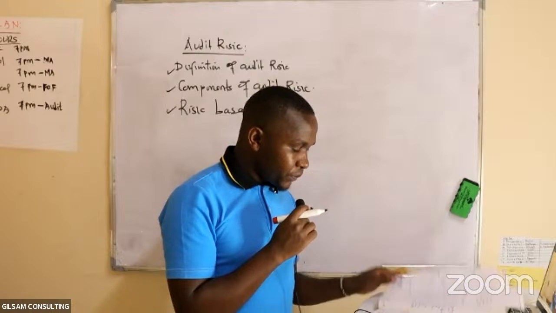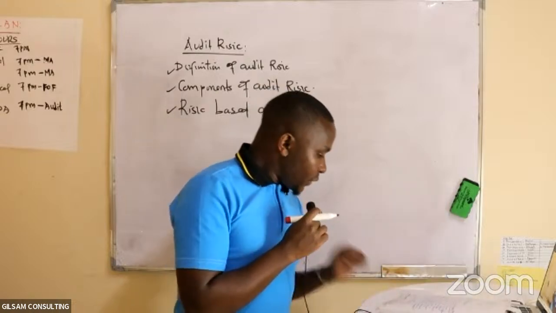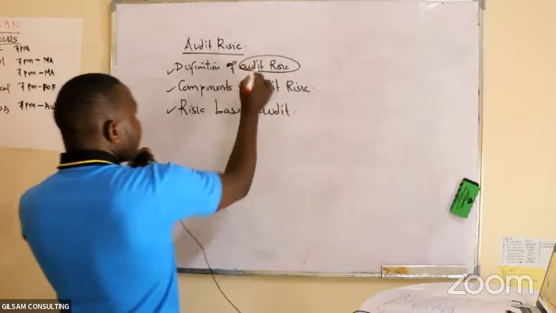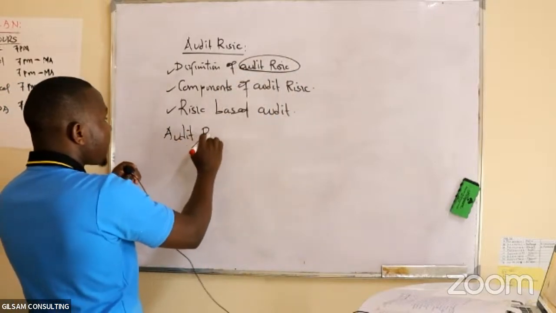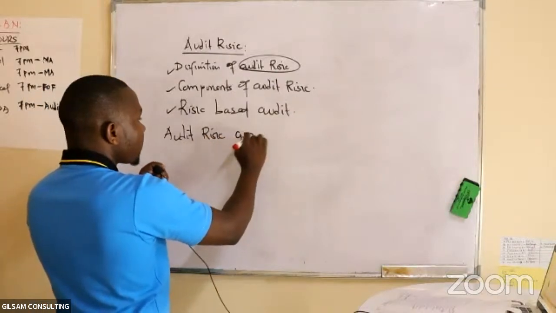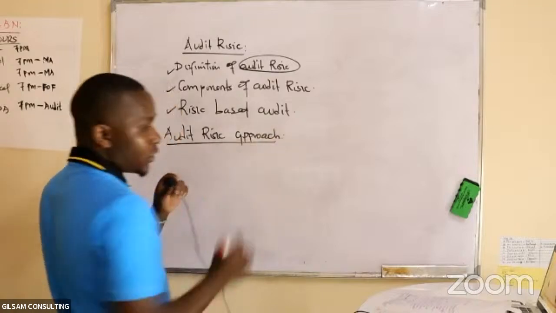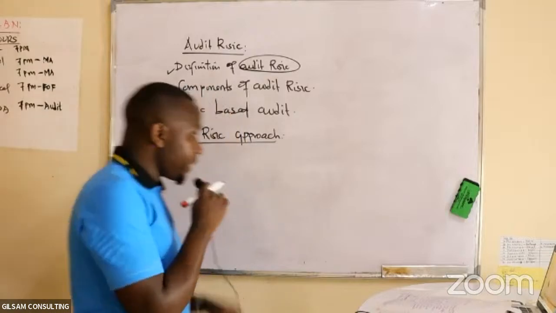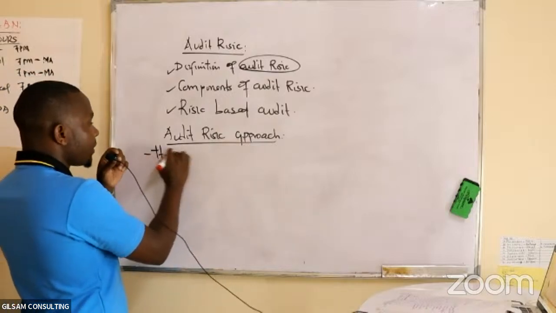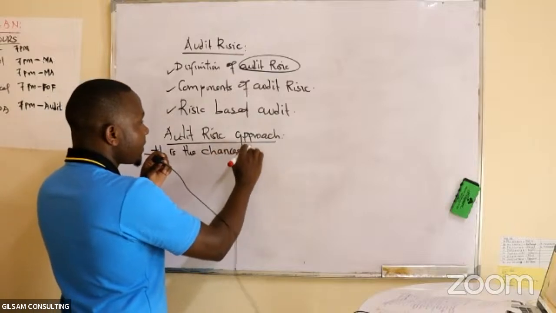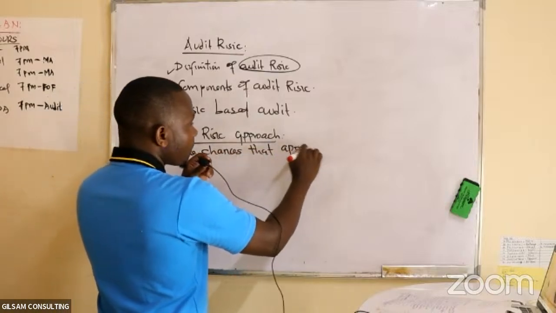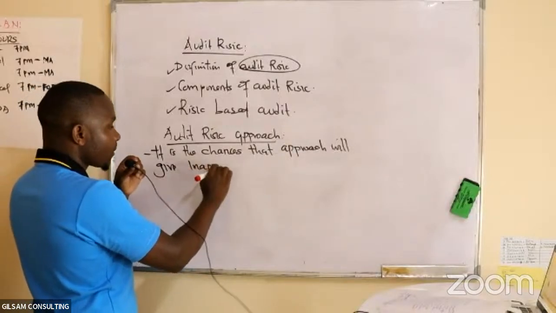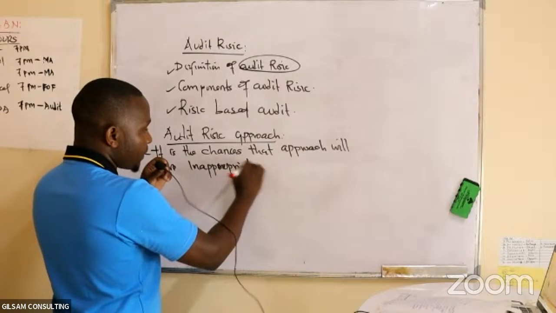So we can define the audit risk or the audit risk approach. When we talk of the audit risk approach, it is the chances that the auditor will give an inappropriate opinion. How do we write inappropriate opinion?